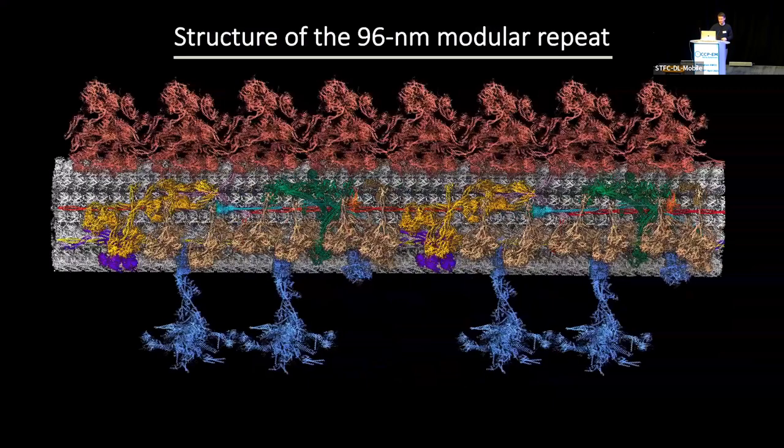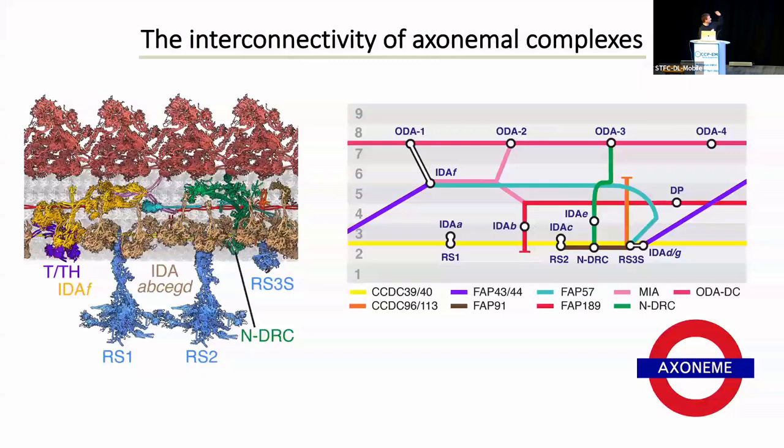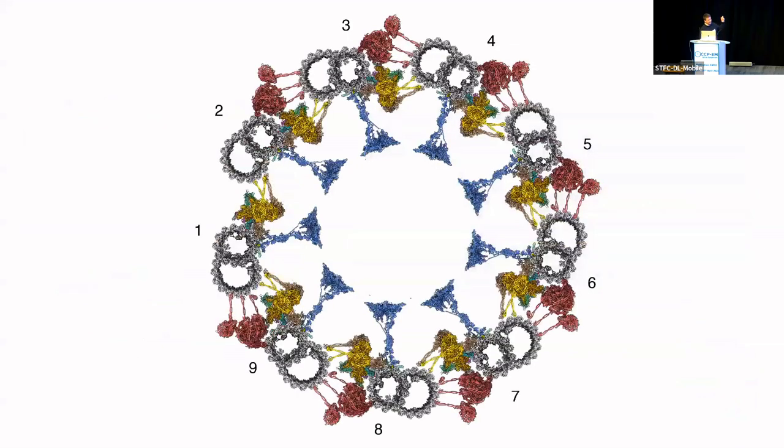Now, this, of course, is a very complex structure. So we did what every English structural biologist would do, which was convert that into a London tube map, which really helps to illustrate the interconnectivity between these complexes. What we could also do was to propagate these doublet microtubule structures into this ring of doublet microtubules as they occur in the axoneme. But again, this was slightly unsatisfactory because it leaves a giant hole in the middle where the central apparatus, the central pair of microtubules, should be.